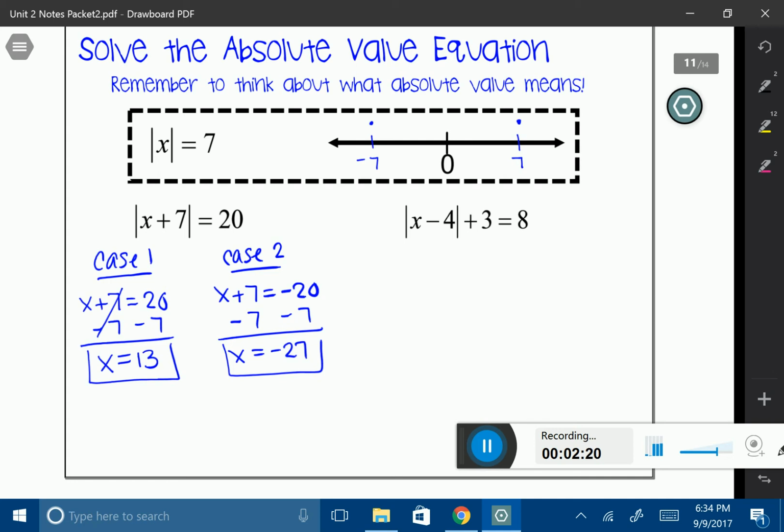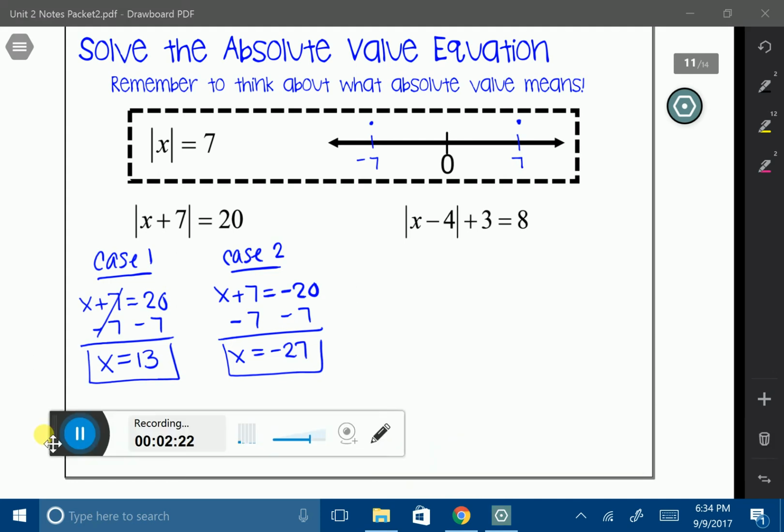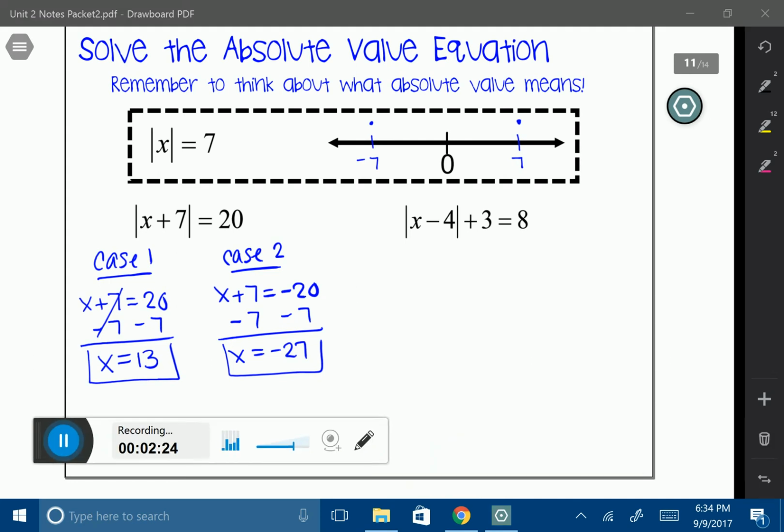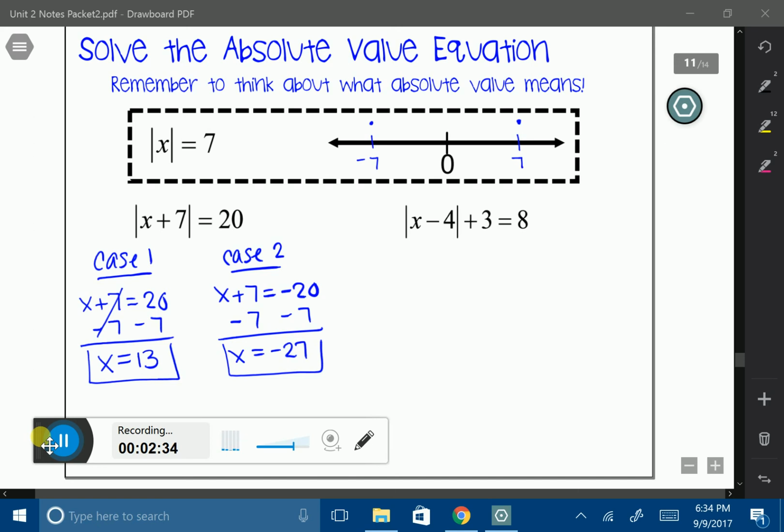All right, let's look at another one. Now this one has one additional piece to it. It has the plus 3 outside of the absolute value bars. Before you break any problem down into case 1 and case 2, you have to eliminate that piece that's tacked on outside. So I'm going to go ahead and quickly eliminate him just by subtracting him from both sides.